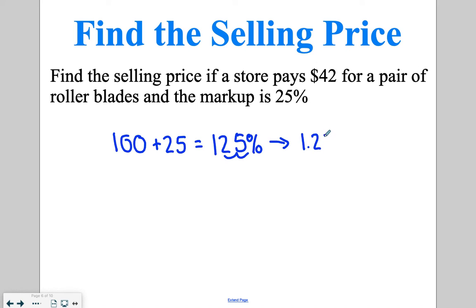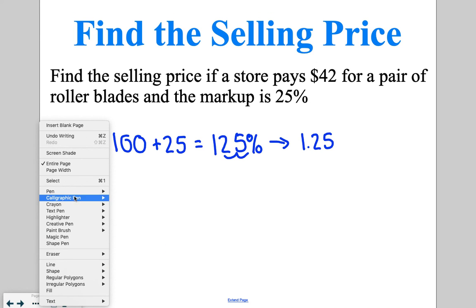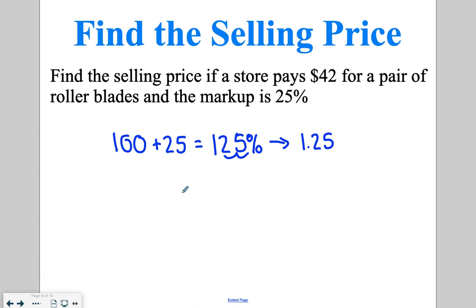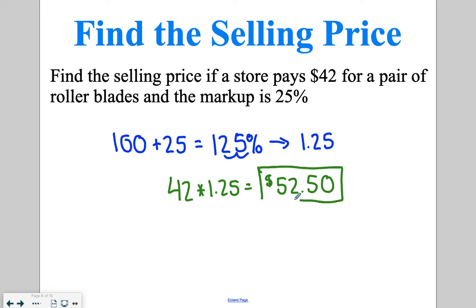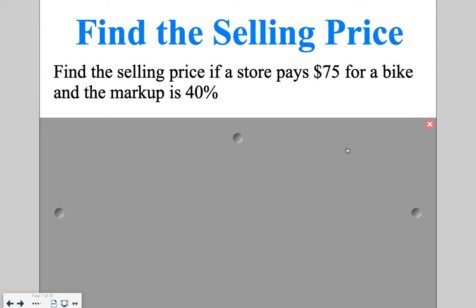We're then going to turn that into a decimal, moving it 2 places to the left, and we have 1.25. Then to find your final answer with the selling price, you're going to take your original price, which was $42, and multiply by the total percent you are going to pay, which was the 1.25. When you multiply those, you're going to end up with a selling price of $52.50. Remember, in your calculator, it just gives you 52.5, but money has 2 decimal places, so you need to add that second 0 in. So our selling price for this markup is $52.50. Go ahead and try this one on your own.